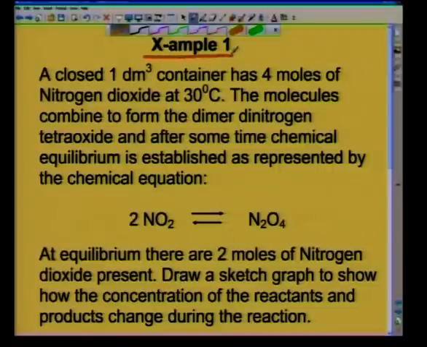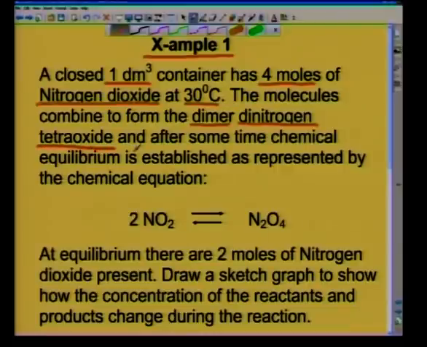Example 1. A closed 1 cubic decimeter container has 4 moles of nitrogen dioxide at 30 degrees Celsius. The molecules combine to form the dimer, dinitrogen tetraoxide. Now that is that molecule there. This is nitrogen dioxide giving us the dimer there. And after some time, chemical equilibrium is established as represented by the following equation.